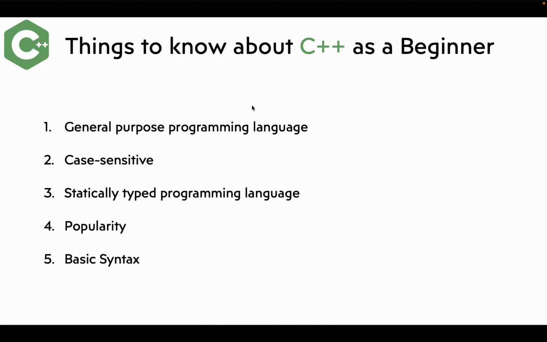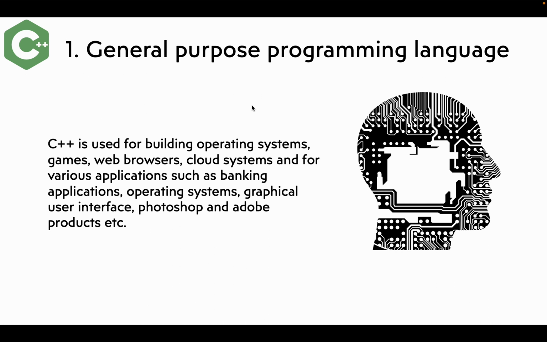So first of all, we've got general purpose programming, which basically means that C++ can be used in building cloud systems and banking applications, web browsers, all of these kind of applications and systems. It is not a specifically niche trained language. It can basically do everything.